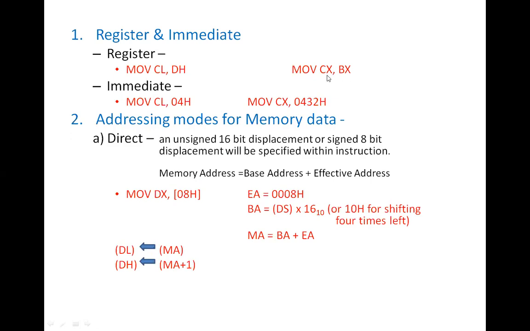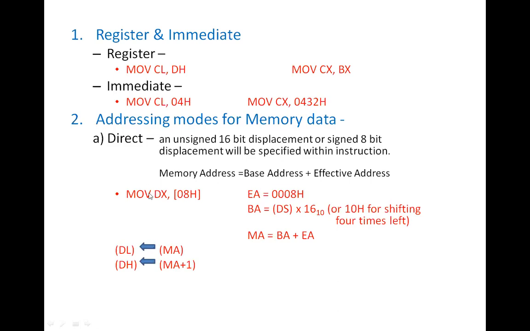into the CX register. In case of immediate, we have to supply the data immediately within the instruction. So this is an 8-bit transfer: 04 is copied in the CL register. Similarly, 0432, a 16-bit number, is copied in the CX register. So CL will have 32 and CH will have 04.